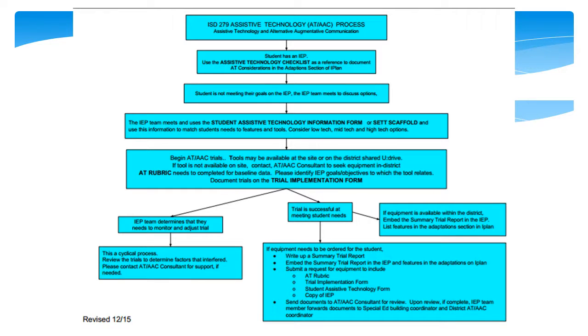The next few slides demonstrate the forms that we use. These are tools, not requirements, to help you with the assistive technology process.